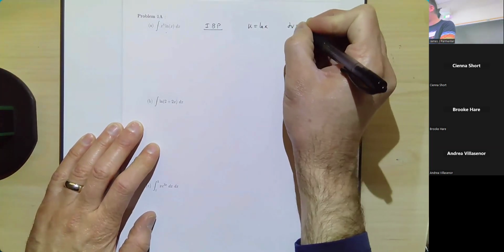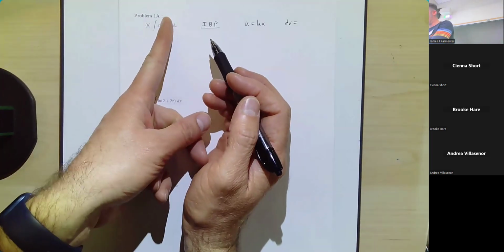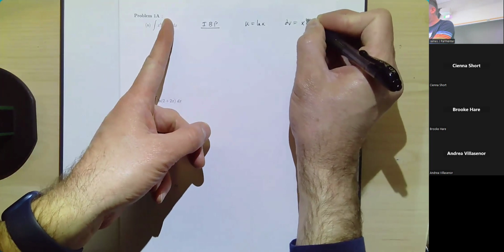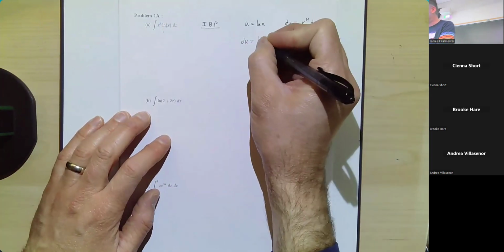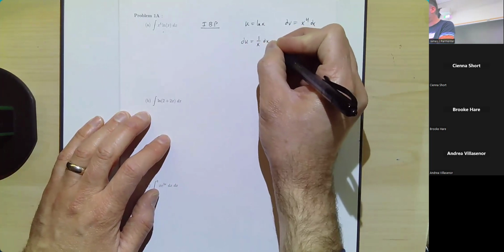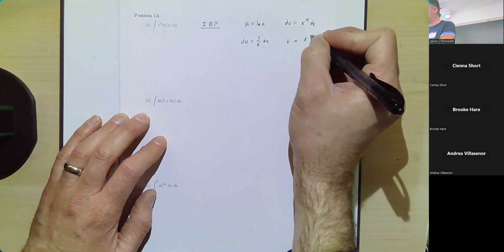dv has to be the entire rest. So if you cover up the natural log of x, everything else that's left is the x to the 4th times dx. Your du is the derivative of the natural log of x, and you have to multiply by dx. Your v is the antiderivative of x to the 4th, which is x to the 5th over 5.